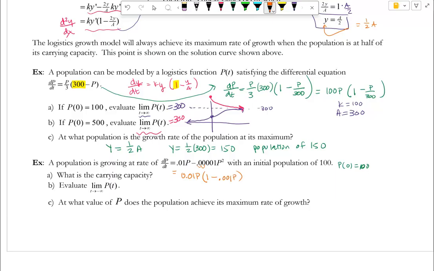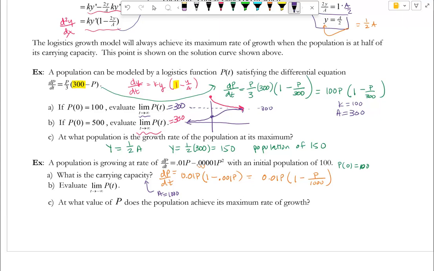All right, so this is dP/dt in our factored form. And I know it's probably easier to work with this as a fraction, or at least what's in parentheses as a fraction. So this is 1/100th P times 1 minus, well, that is 1 in the 1,000th place. So that is P over 1,000 there. So we are asked, what is the carrying capacity? Well, the carrying capacity is 1,000.